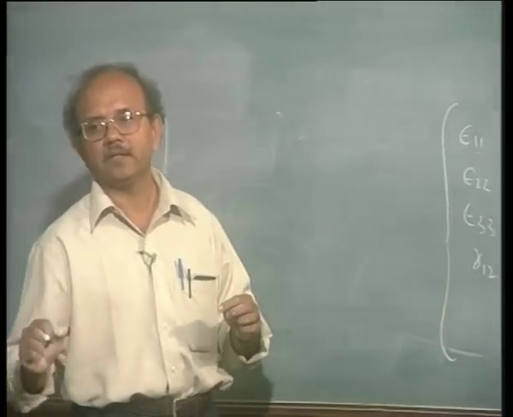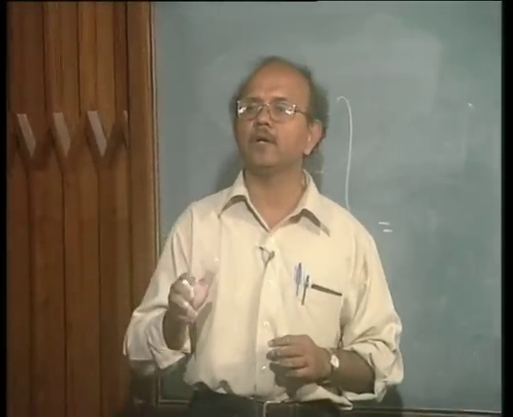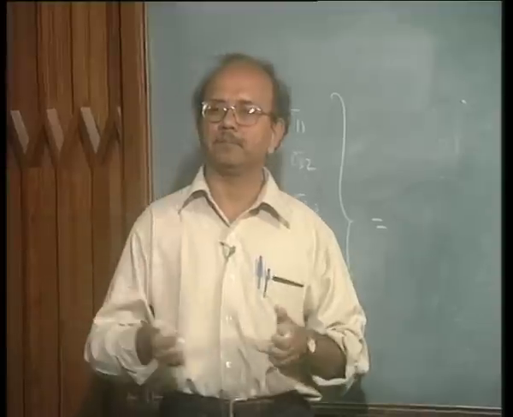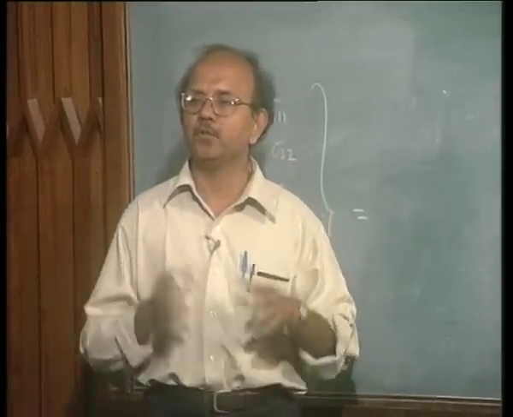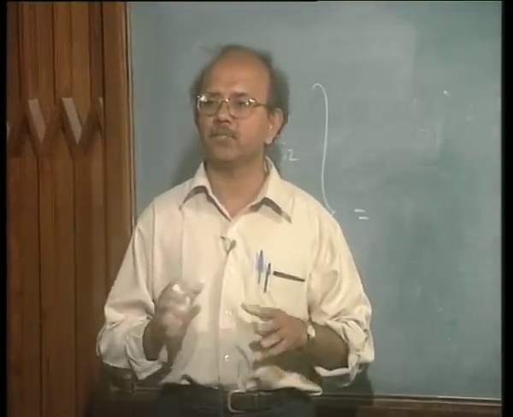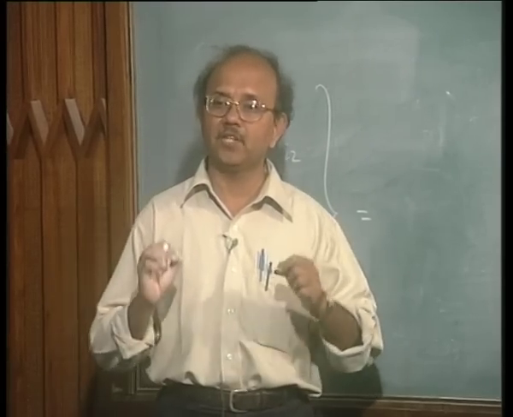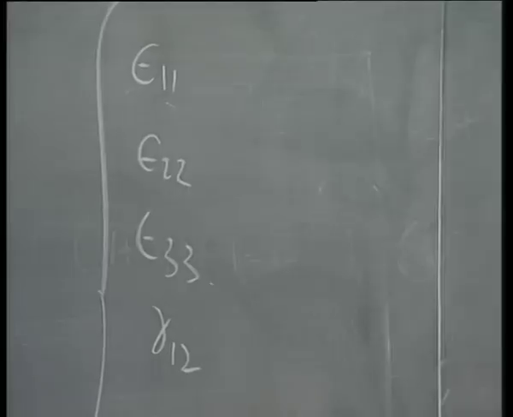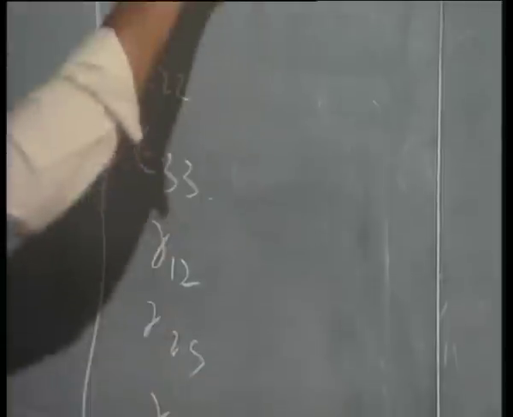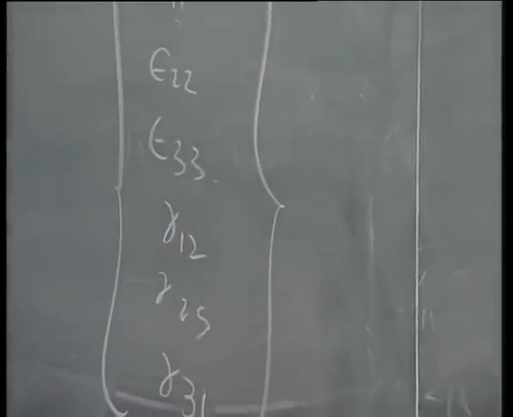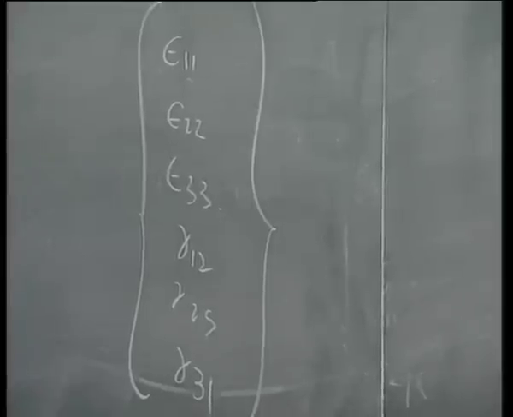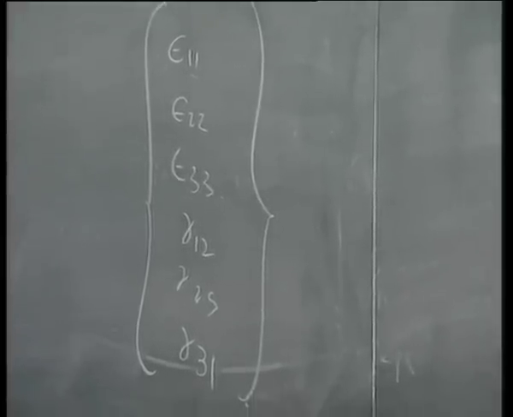The mathematicians came and said, look, this gamma is not very convenient, why not put it as 2 epsilon, basically because they wanted to introduce tensorial properties. That's why they did it. But traditionally we have been using gamma, hence usually gamma 1 2 is put there. Okay, gamma 1 2, gamma 2 3 and gamma 3 1. And what is in between the two is the stress strain matrix, which is sometimes called the C matrix or sometimes the D matrix.